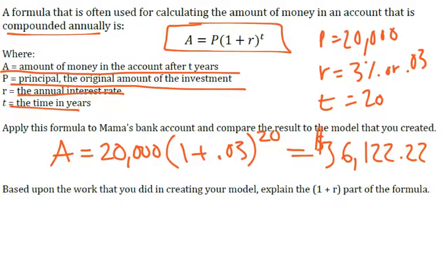Now it says, based upon the work that you did in creating your model, explain the 1 plus r part of the formula. If we notice, what if we simplify that?